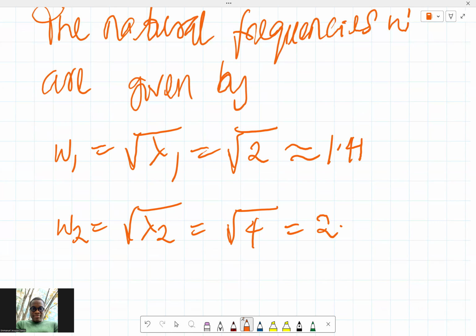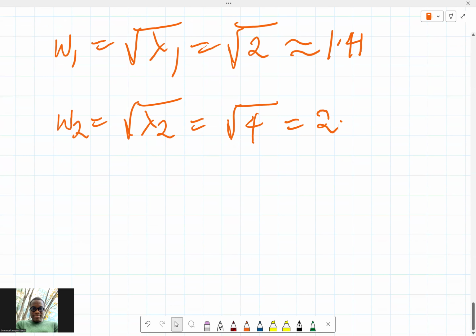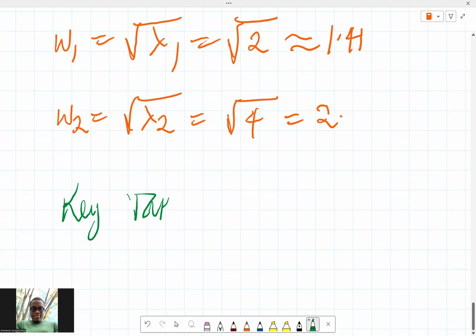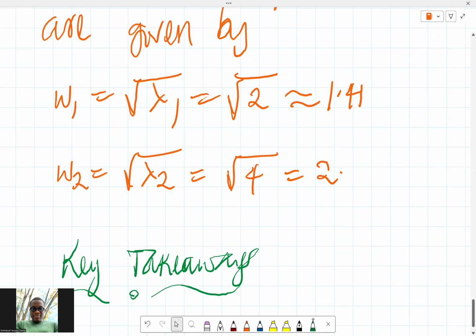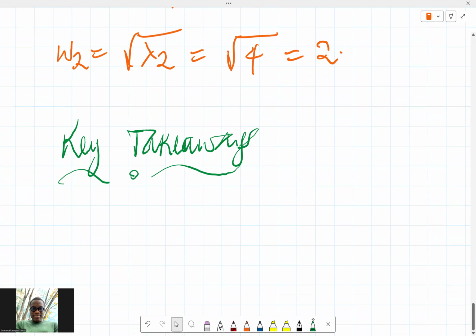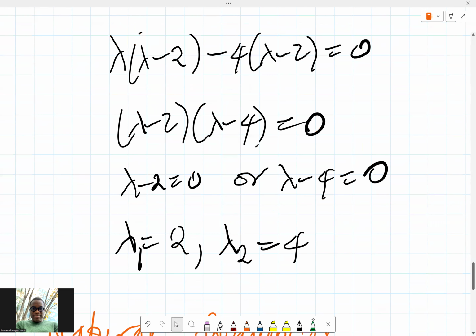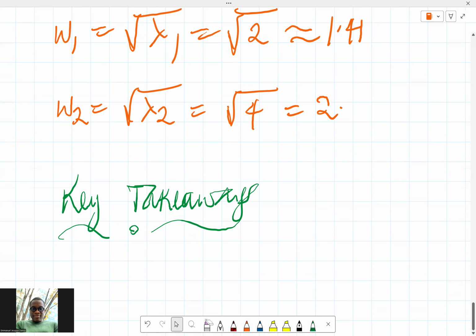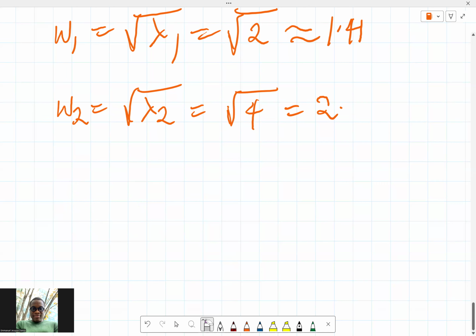So like that. Of course, I'm still going to show the Python code, but let me go for the key takeaways before I do that. Of course, we can get the corresponding eigenvectors, right? I guess we should do that. Okay, let's get the eigenvectors.